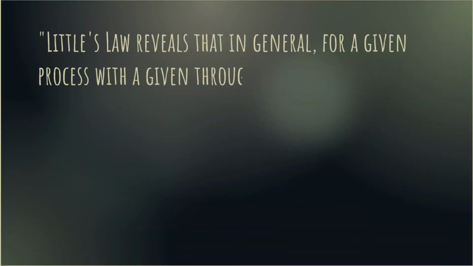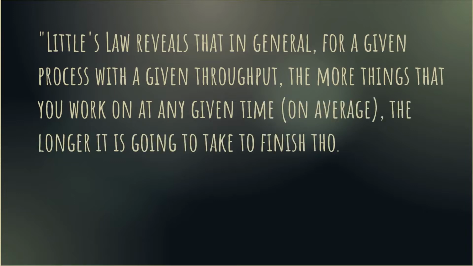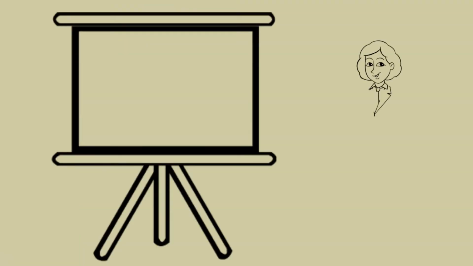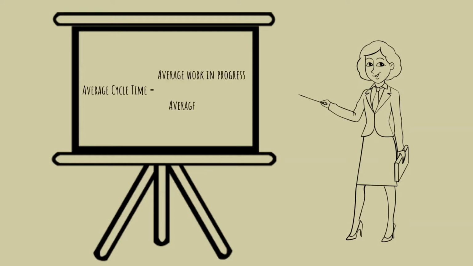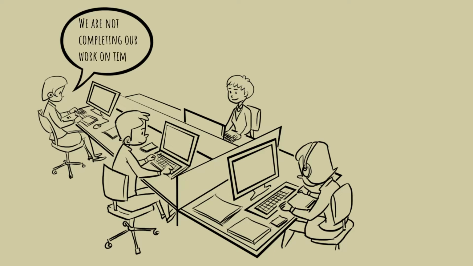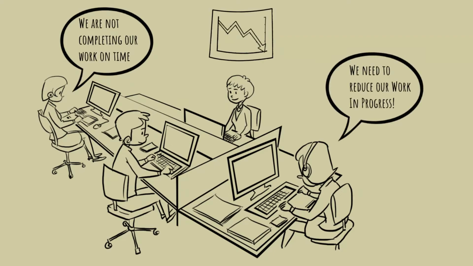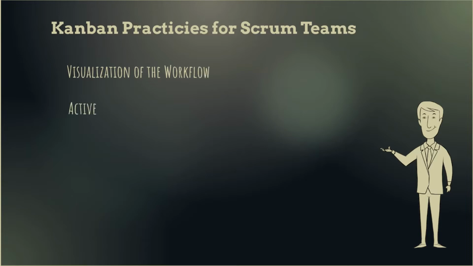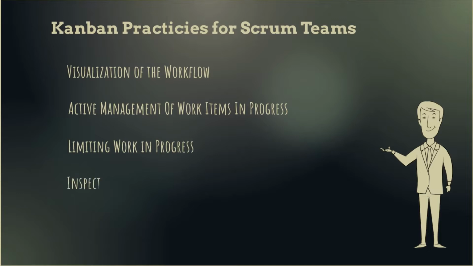Little's law establishes that the more items you have in progress at any given time, the longer it will take on average to complete any single item. It establishes a relationship between throughput, work in progress, and cycle time. So if a Scrum team notices that their cycle times are too long, they should work on lowering their work in progress. Scrum teams achieve flow optimization by utilizing 4 Kanban practices: visualization of the workflow, active management of work items in progress, limiting work in progress, and inspecting and adapting the team's definition of workflow.